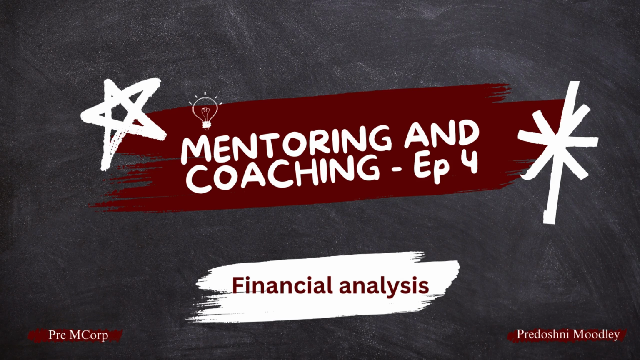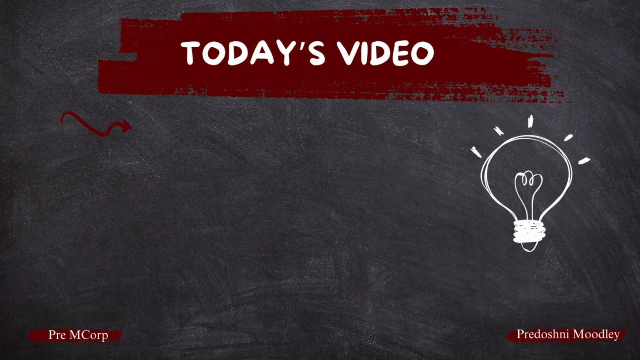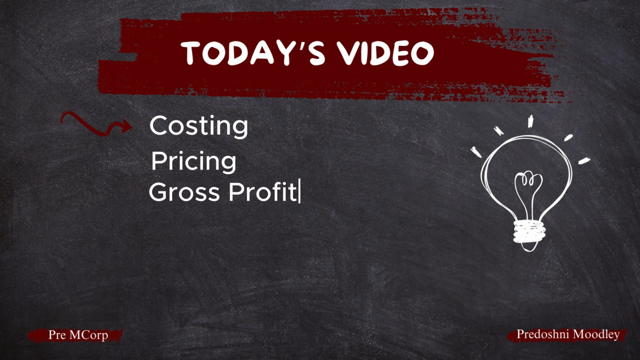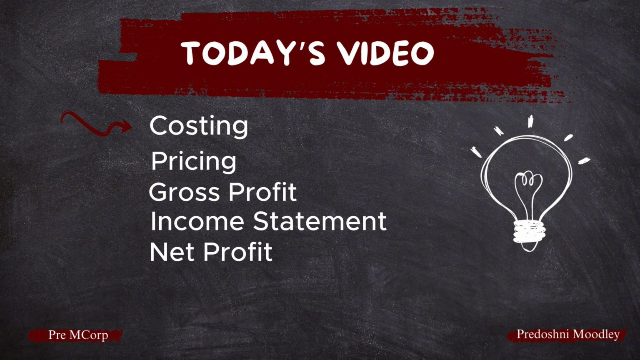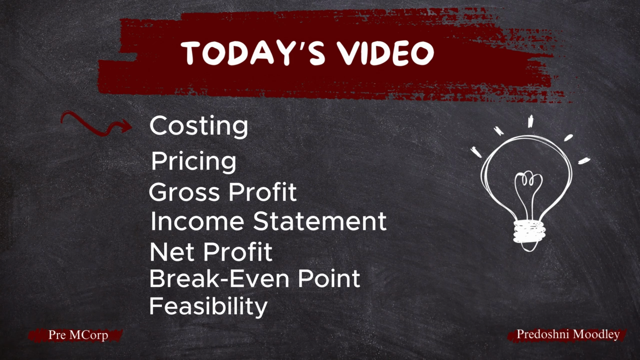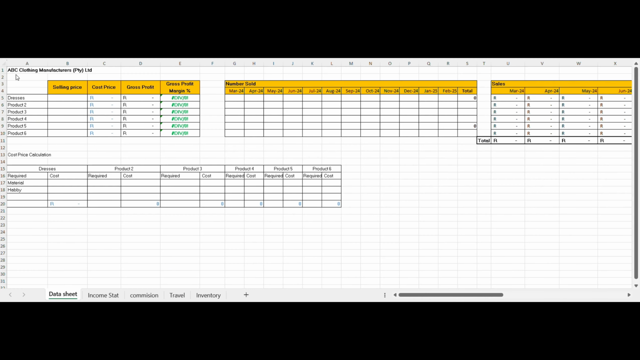In the previous episode, we looked at the basics of finance. In this episode, we continue with finance but look at costing, pricing, gross profit margins, how to do an income statement, net profit, calculate break even, and determine feasibility. We will use an example of a fictitious business called ABC Clothing Manufacturers. This business sews and sells ladies' dresses.